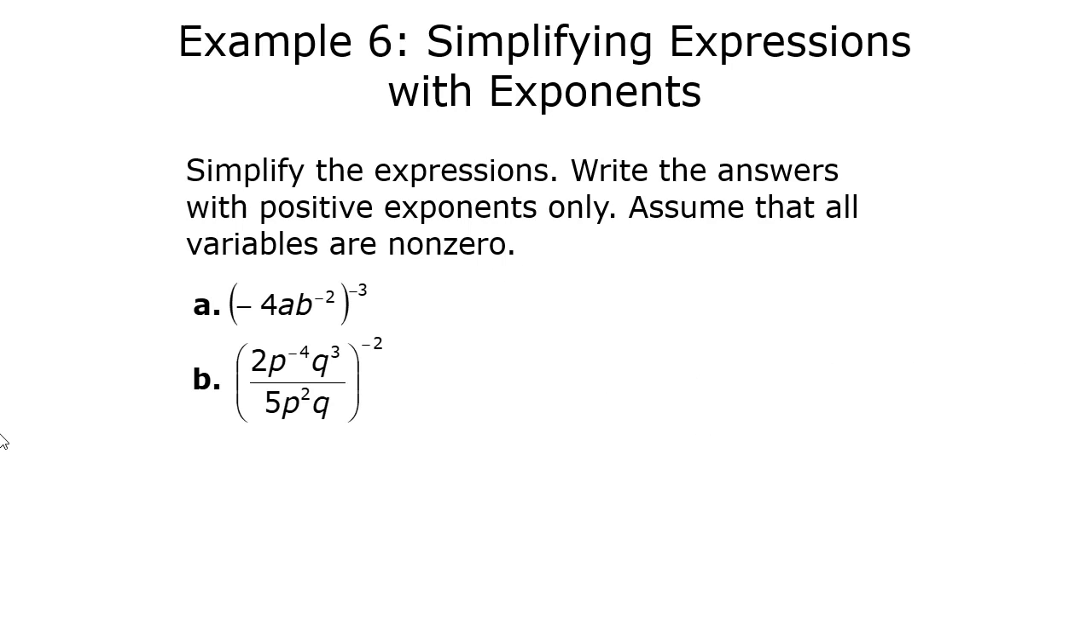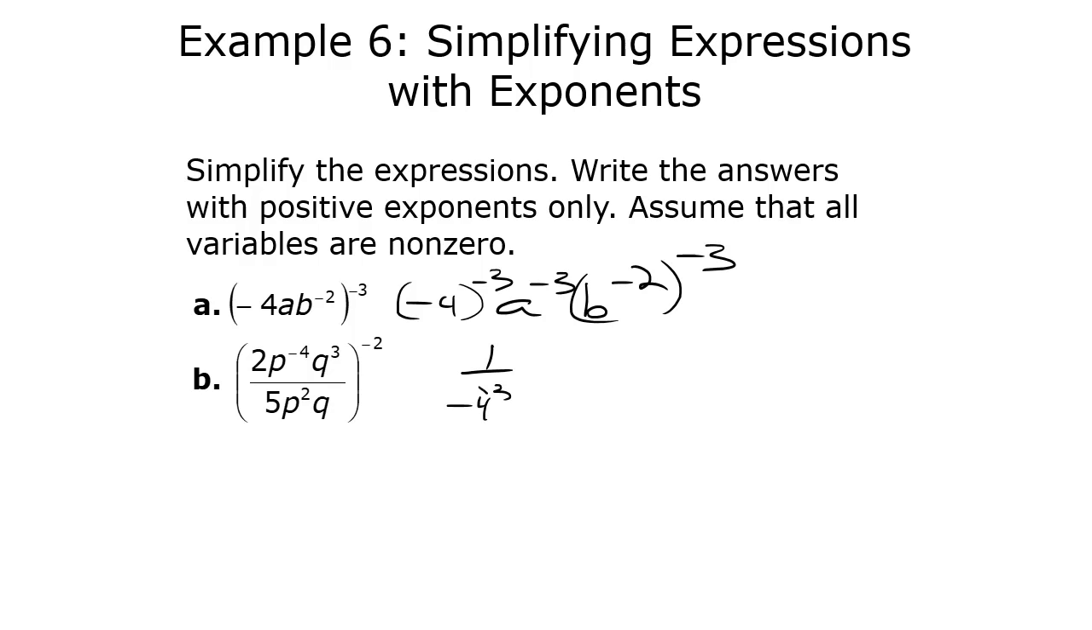And then two more. Everything raised to the negative 3. So negative 4 is to the negative 3. A is to the negative 3. And B is to the negative, well, B is to the negative 2 is to the negative 3. All right. Well, that means all of these become 1 over, right? It's 1 over negative 4 cubed times 1 over a cubed times 1 over b to the negative 2 cubed.